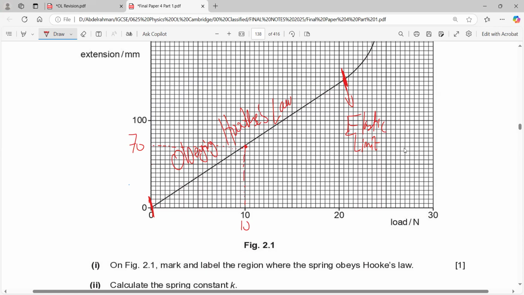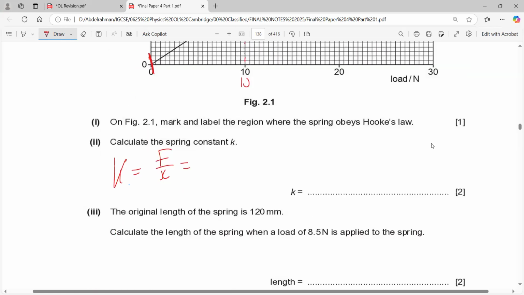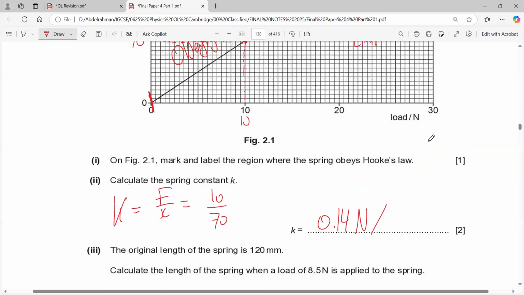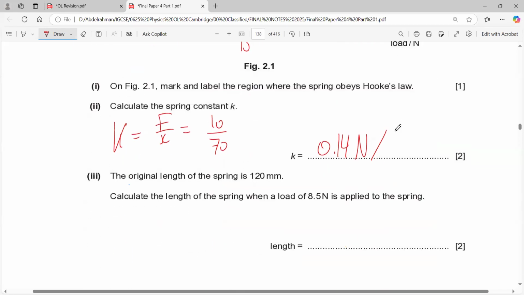Okay. 10 over 70. What's 10 over 70? I guess it's 0.14. Yes, it's 0.14. What is the unit? 0.14 newtons per millimeter. بس okay. 10 over the original length of the spring is 120.